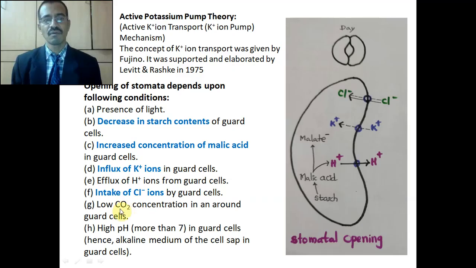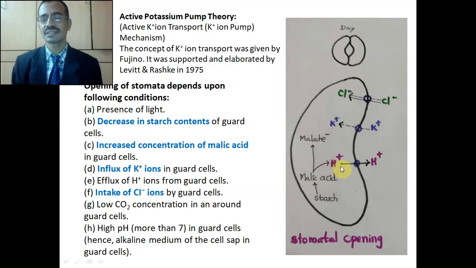Again, we can also observe the lowering of the carbon dioxide concentration, because during the daytime the carbon dioxide present in the guard cells is used by the chloroplast for photosynthesis. So we can observe the lowering of the carbon dioxide concentration and also a high pH, that means more than 7, because we see the efflux of the hydrogen ions, as hydrogen ions go out of the guard cells, and the carbon dioxide content is also reduced. So that means there is a higher pH.